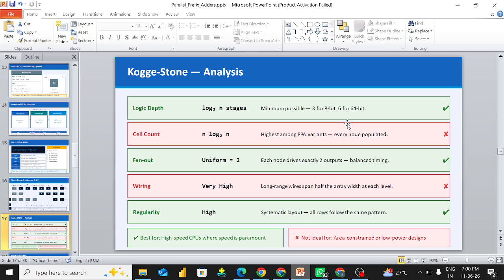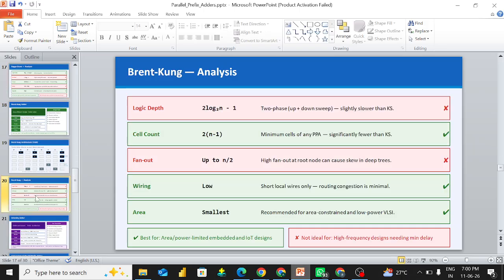So these are the things that were happening inside this Kogge-Stone adder. Okay, next adder is the Brent Kung adder.